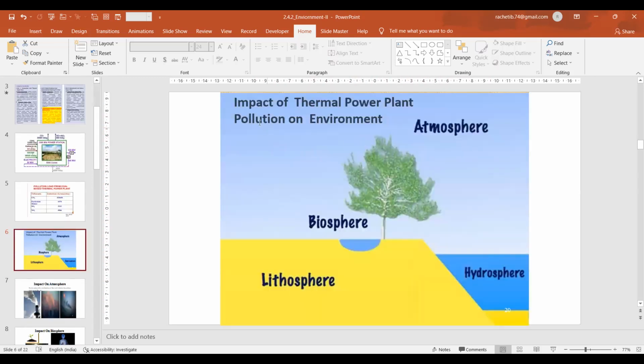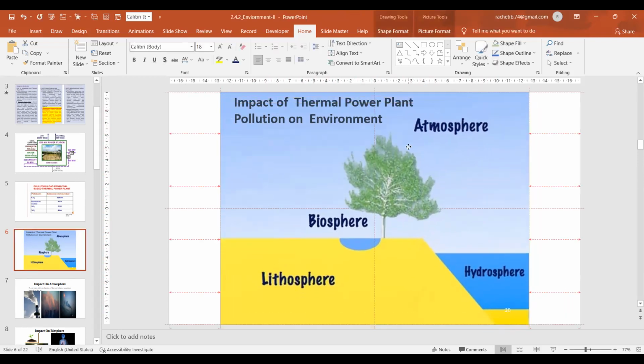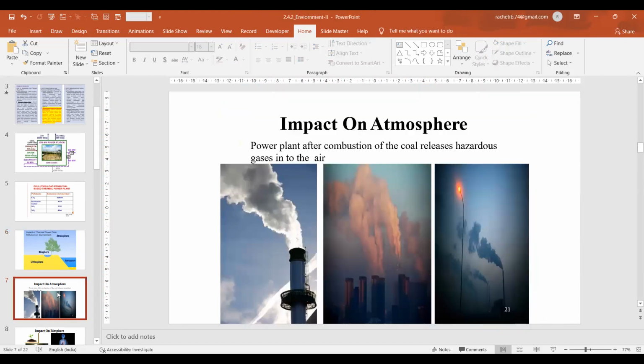So, the impact of thermal power plants on the environment. The environment consists of the atmosphere, the upper portion or the air; the biosphere, which you can say is the earth surface; the lithosphere, which is below the earth surface, the area under the earth; and the hydrosphere, meaning water area on the earth surface. So how is thermal power plant pollution impacting the atmosphere, biosphere, and lithosphere? We'll see with some data collected.